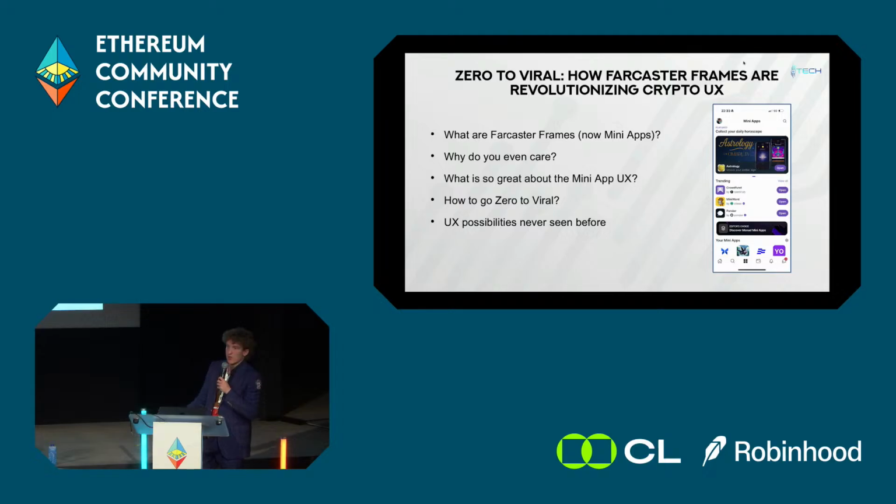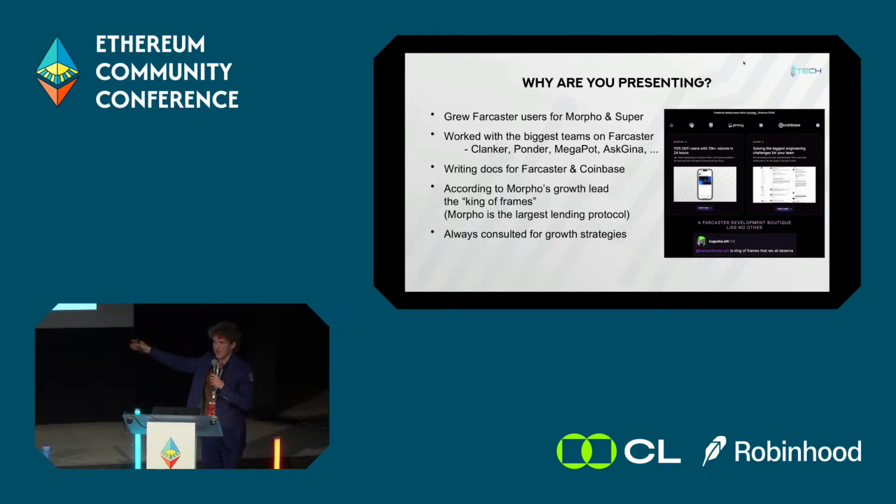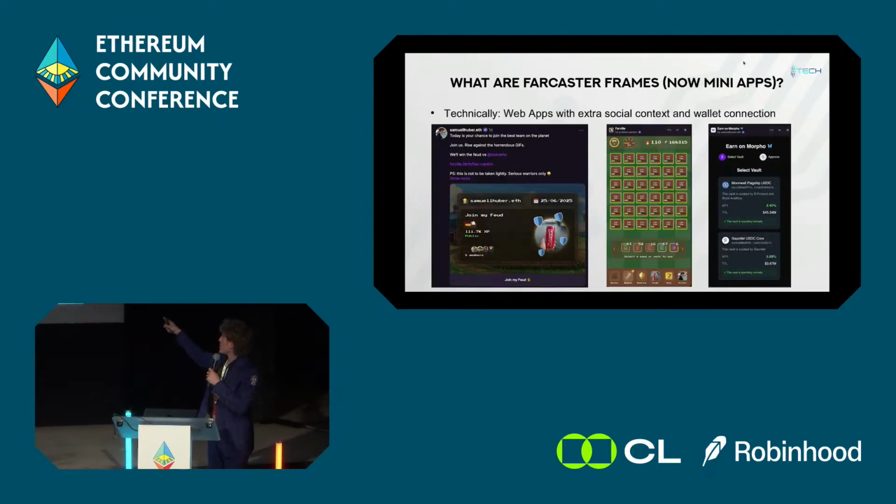because we're all just web apps, and we all know web apps. Funnily enough, why am I here? Well, we worked with Morpho, Super, now acquired by the Farcaster team, and a few other projects, namely Clanker, Ponder, Megapod, Asgina, and a few others, to really grow their user base, work on their mini apps, work on their Farcaster stuff. So that's why we'll be talking about Farcaster and mini apps.